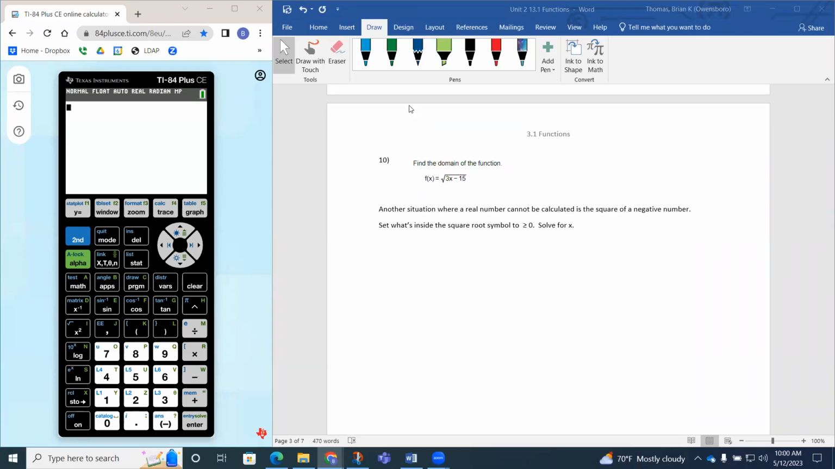So question 10, we have find the domain of the function. So f of x equals the square root of 3x minus 15, 3 times x minus 15. So again, this is described as the square root symbol. There used to be like this little 2 here.